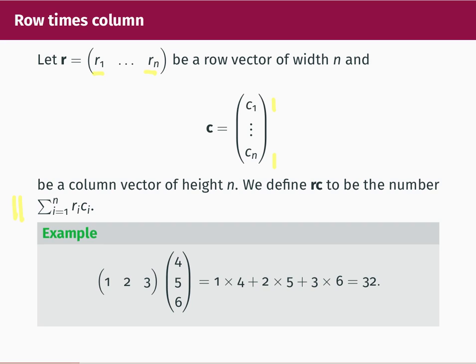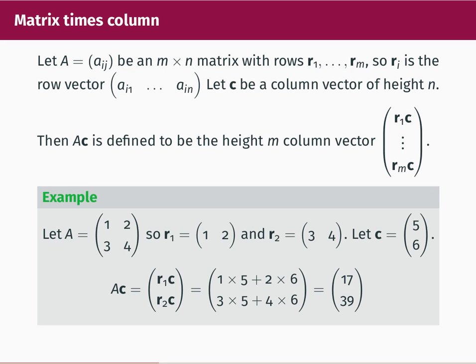Here's an example. We take the width 3 row vector 1, 2, 3 and the height 3 column vector 4, 5, 6. The width of the first vector is the same as the height of the second, so we're allowed to multiply them, and the result will be 1 times 4 plus 2 times 5 plus 3 times 6, which is 32. The next step in our definition is to do a matrix times a column.